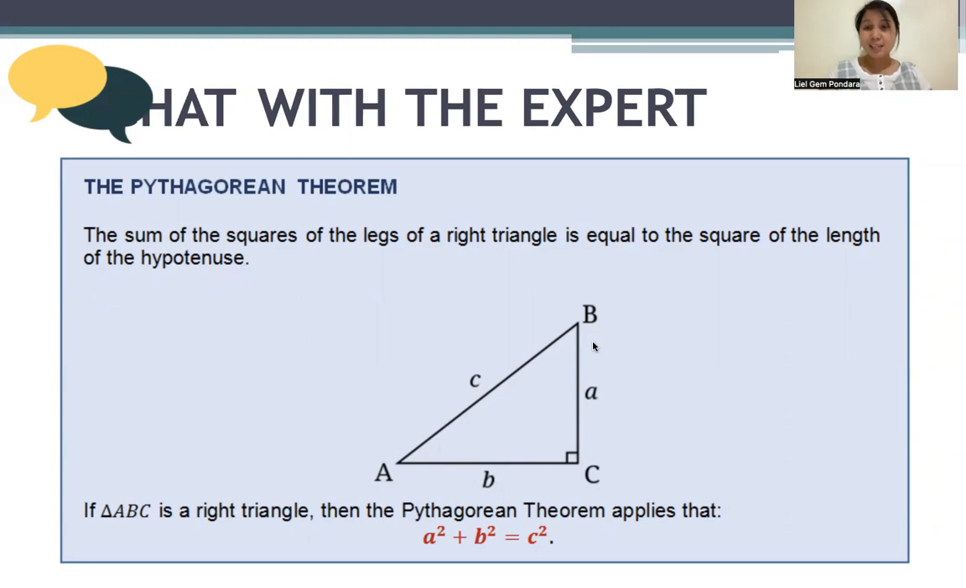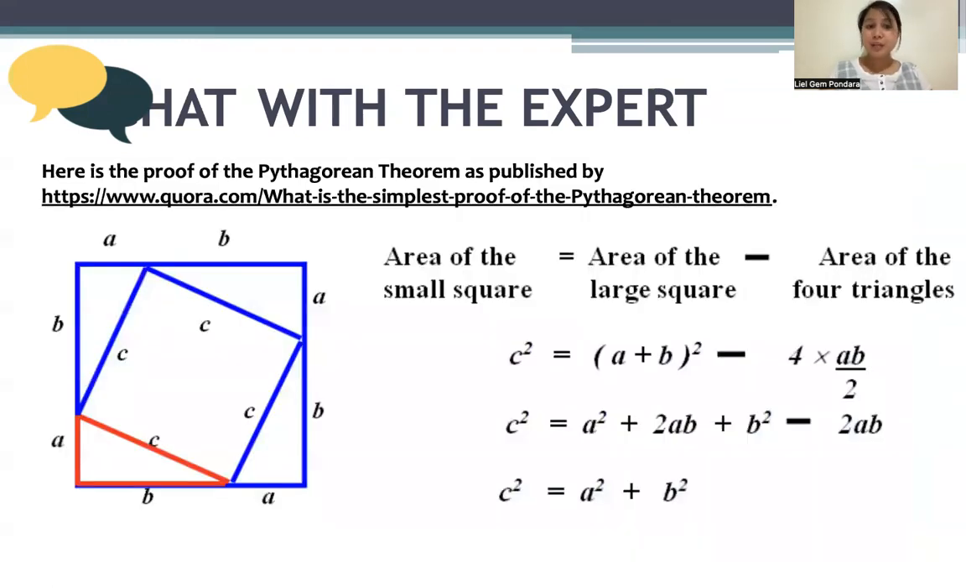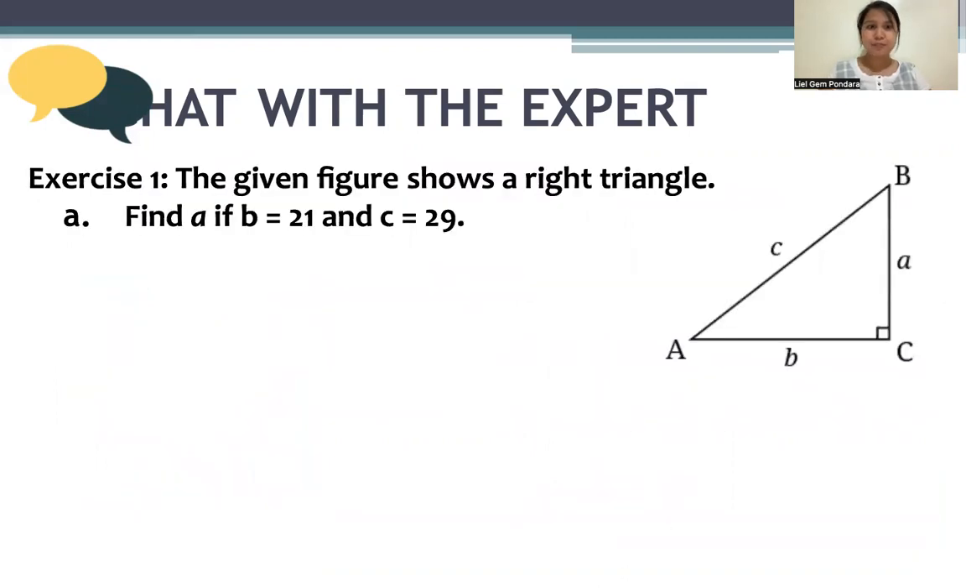So if this is a right triangle, then the Pythagorean theorem applies that a squared plus b squared is equal to c squared. Now here's a proof of the Pythagorean theorem on how to get the area of this small square. The area of the small square is equal to the area of the large square minus the area of these 4 triangles. And you'll get c squared equals a squared plus b squared. Now let us try solving this right triangle. We'll be looking for the missing leg or the missing hypotenuse.